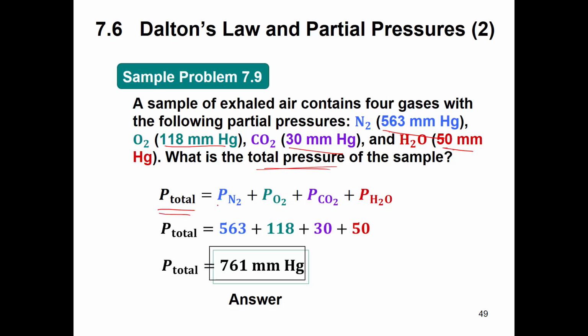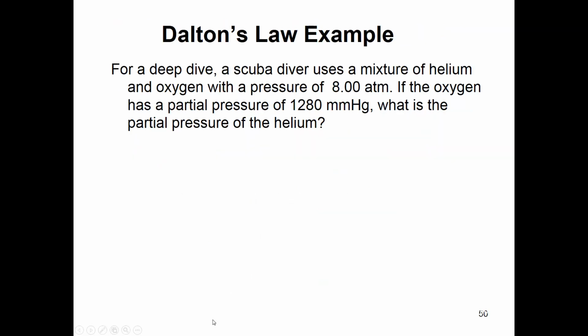The total pressure equals the pressure of nitrogen plus oxygen plus CO2 plus water. So the total pressure is 563 plus 118 plus 30 plus 50, and they're all in millimeters of mercury. So you just add those up and you get 761. I bet you hope that I give you a whole bunch of those on the test. All right, let's do one more.